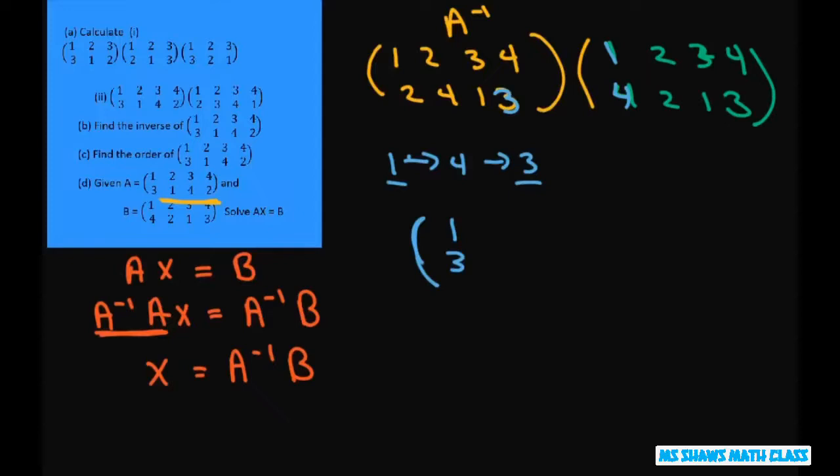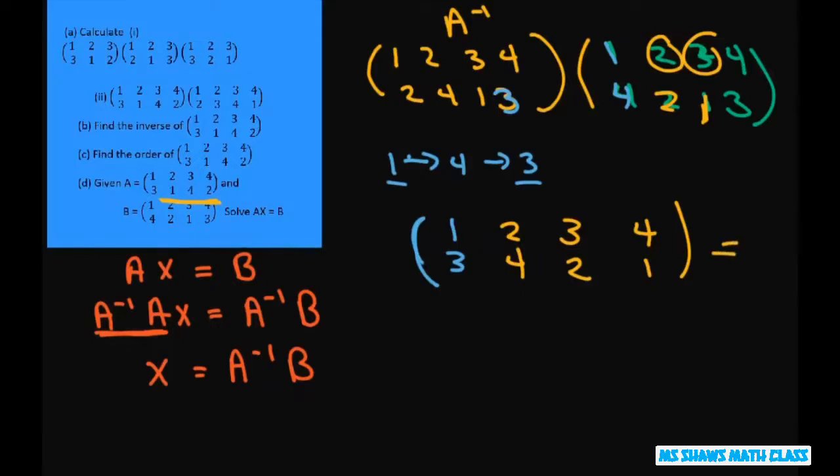All right. Secondly, we have 2 maps to 2 and 2 maps to 4. Then we have 3 maps to 1 and 1 maps to 2. So 3 maps to 1, but 1 goes to 2. 4 maps to 3, but 3 goes to 1. So your answer is going to be this one right here. This is going to be your X, not your inverse. So that's going to be 3, 4, 2, 1 in the denominator. And that's it.